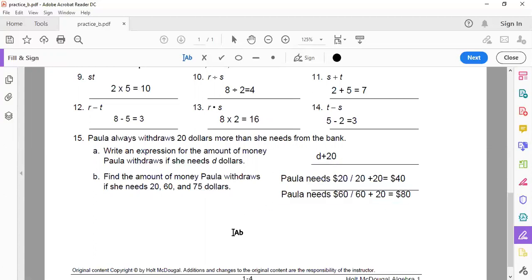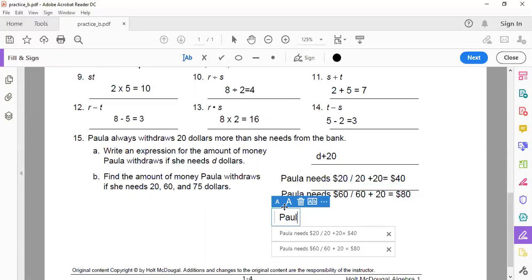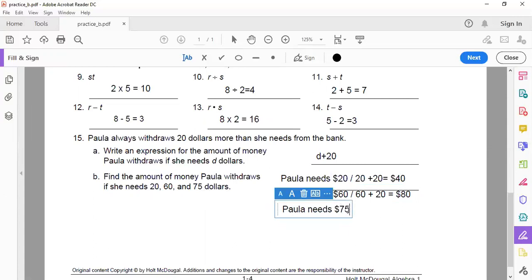The last one is Paula needs $75. So again, when Paula needs $75, how much is she going to take? The expression is the same. So Paula needs $75. Now this you can do mentally because it doesn't need steps, but as this is algebra, steps are very, very important. So 75 plus 20 is going to give you $95, right? 75 plus 20 is going to give you $95.